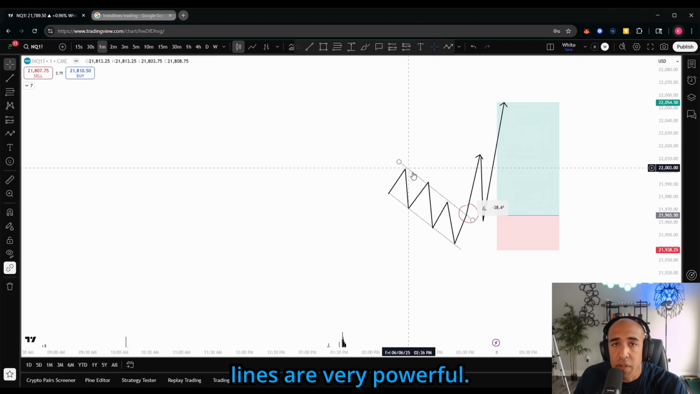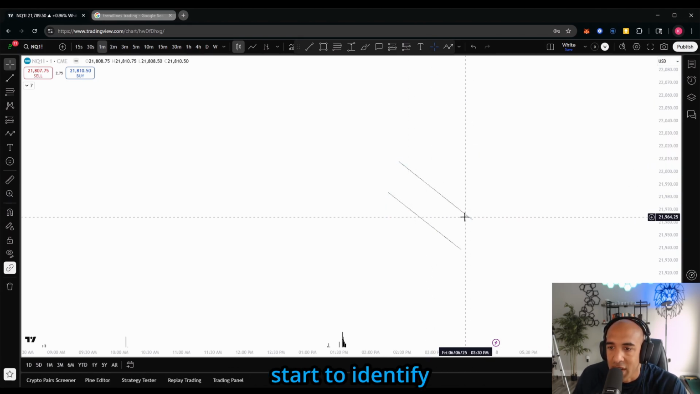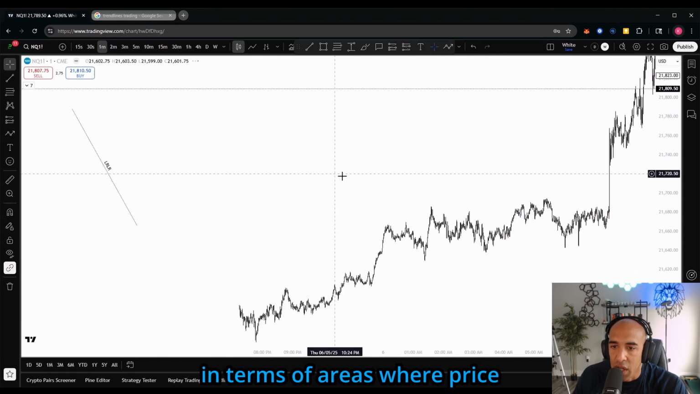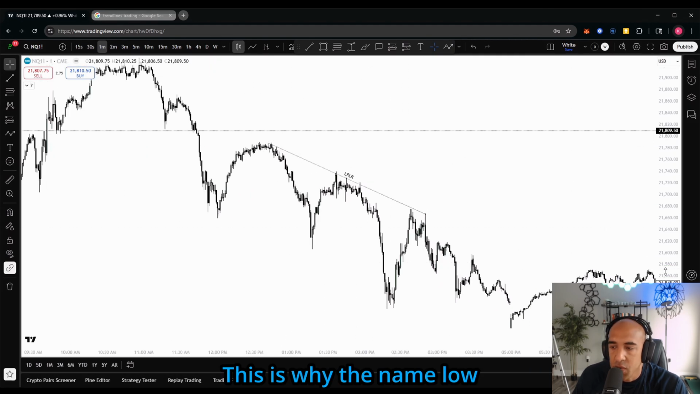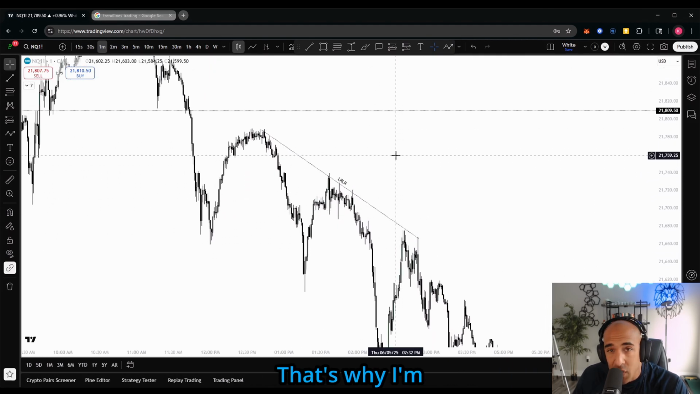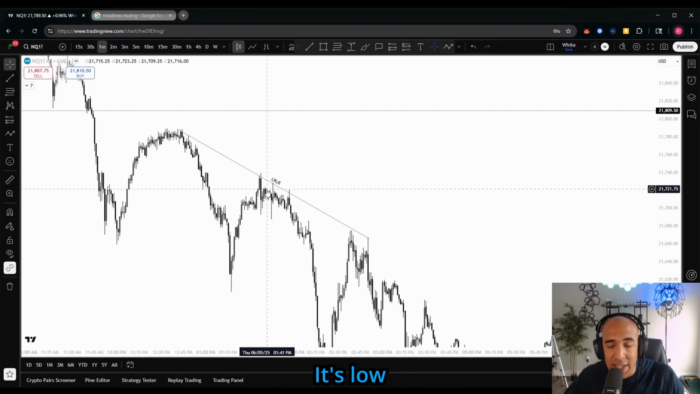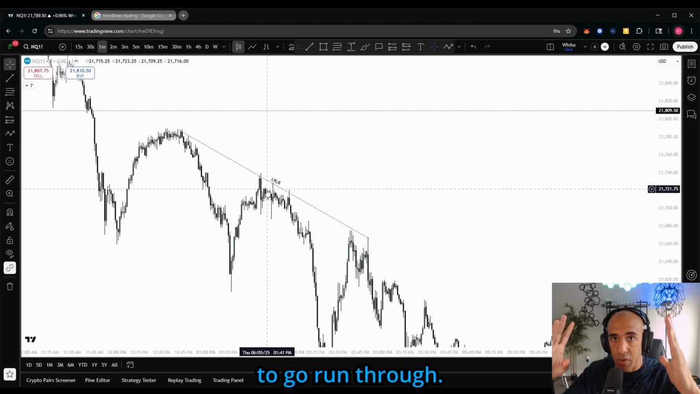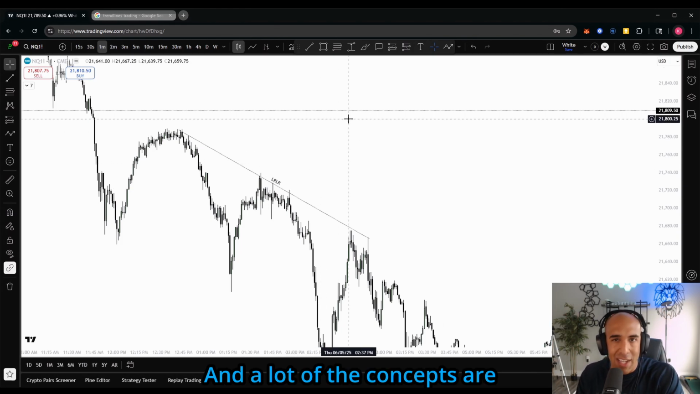Okay, so trend lines are very powerful. You want to use them in your trading. And then over time, as you start to identify trend lines more, start to incorporate them in terms of areas where price could head towards, right? Use them as draws on liquidity. This is why the name low resistance liquidity is there. That's why I'm using that term more. It comes from ICT, and it's just hence the name, right? It's low resistance for price to go run through. That gets a little bit more advanced, but keep continuing through the academy here. And a lot of the concepts are all going to come together and make a lot of sense.